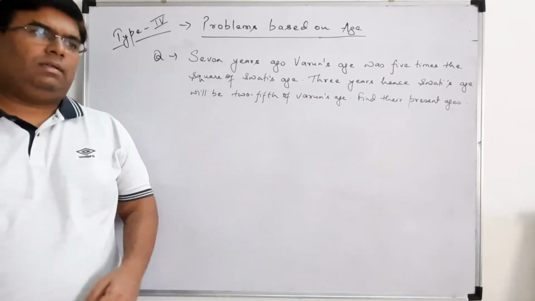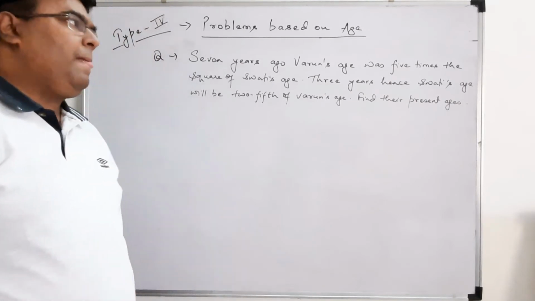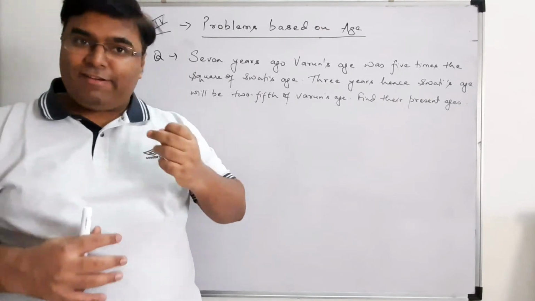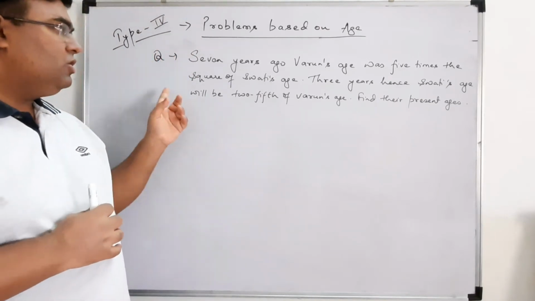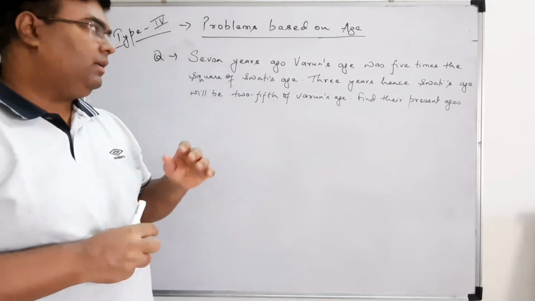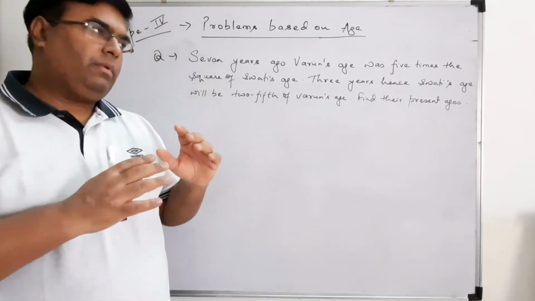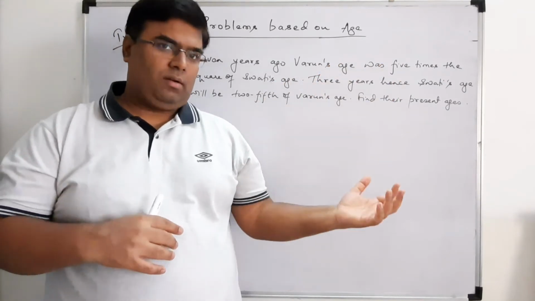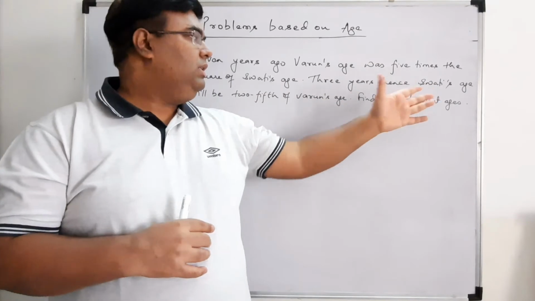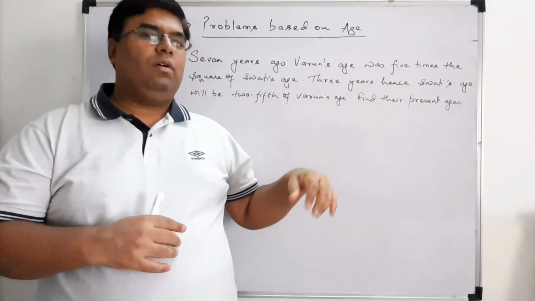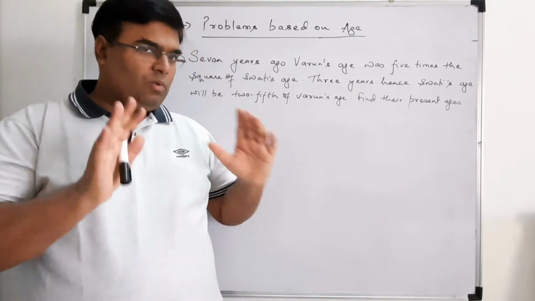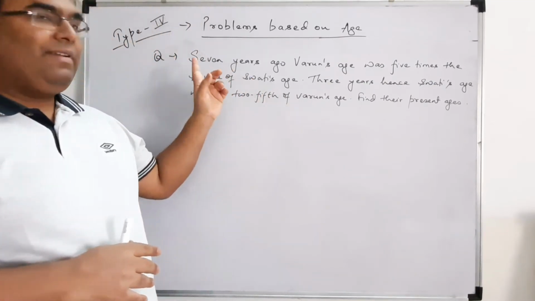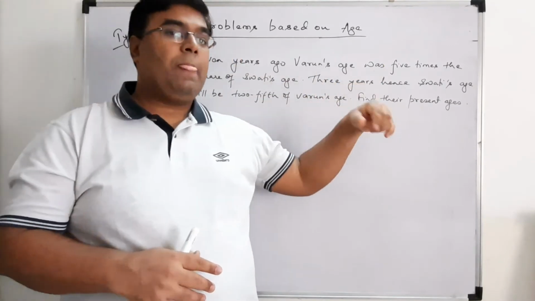Okay, let us take another typical problem of ages. The question is, 7 years ago Varun's age was 5 times the square of Swati's age. Okay, we are talking about 7 years ago, right? And 3 years hence, means in future, after 3 years, Swati's age will be 2/5 of Varun's age. So there is no condition on present age right now. We have conditions 7 years ago and 3 years in the future.